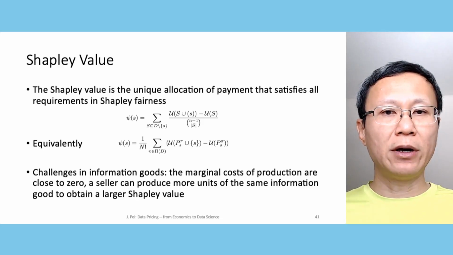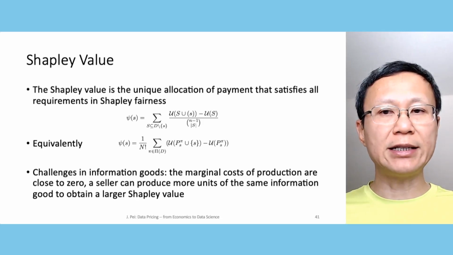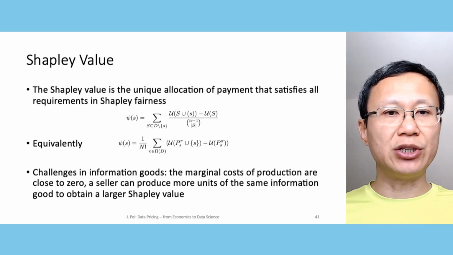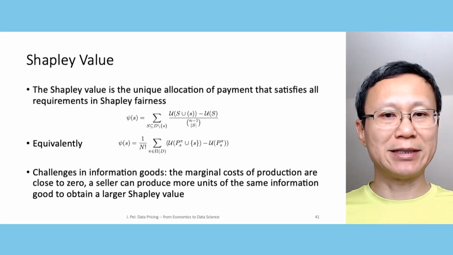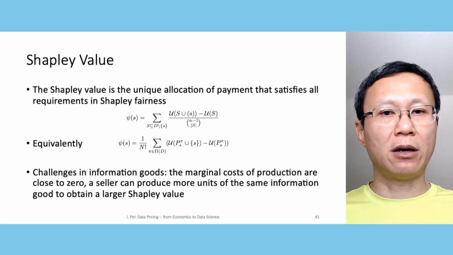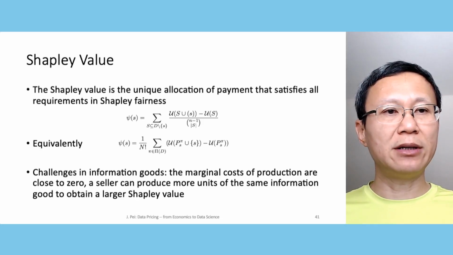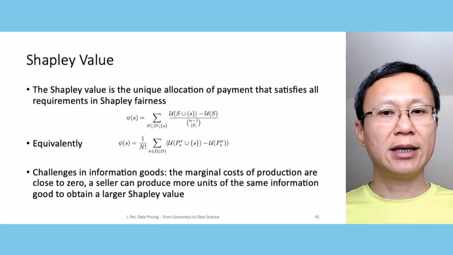In the above well-celebrated Shapley fairness, the Shapley value is the unique allocation of payment that satisfies all the requirements. The formula of the Shapley value is given at the top of the slide. Here, U is the utility function, D is the complete set of sellers, the big S is a subset of D, a set of sellers, and the small s is a seller.